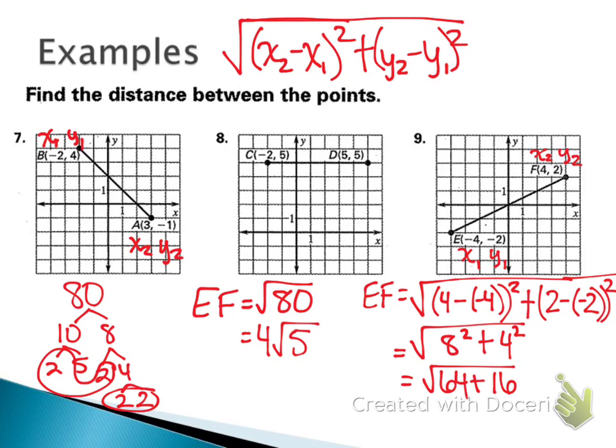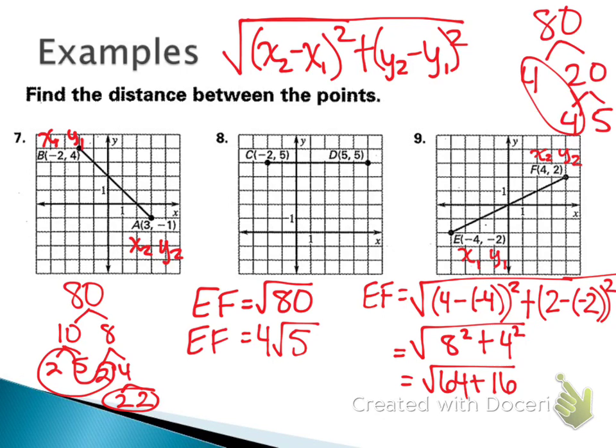Now, if you were to break 80 down differently, if you broke 80 into 4 and 20 and broke 20 into 4 and 5 and circled a pair of 4s, I'd be okay with that. Either way, you should end up with 4 root 5. So that would be our final answer. The distance between E and F is 4 square roots of 5.